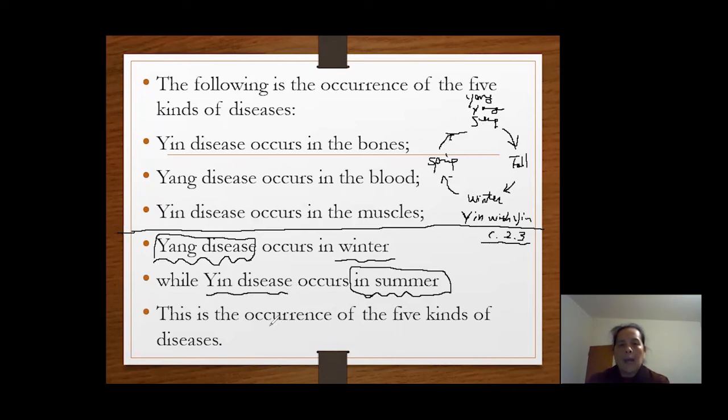So we're talking about 5 different kinds of illness here, but we don't strictly follow 5 elements, 5 organs. So basically we separate 2 parts here. The first part, we talk about the yin-yang organs relationship. The second part, we talk about the seasonal relationship, yin illness and yang illness.